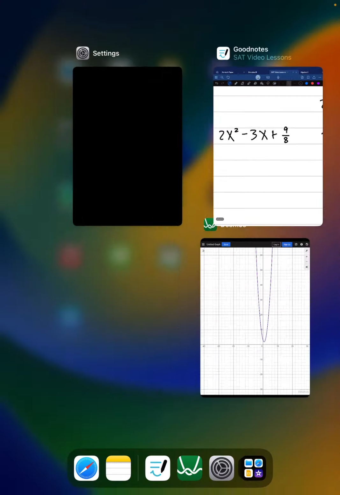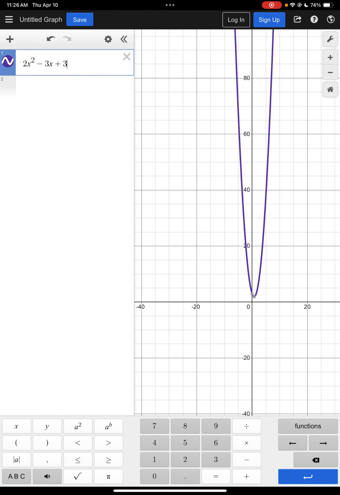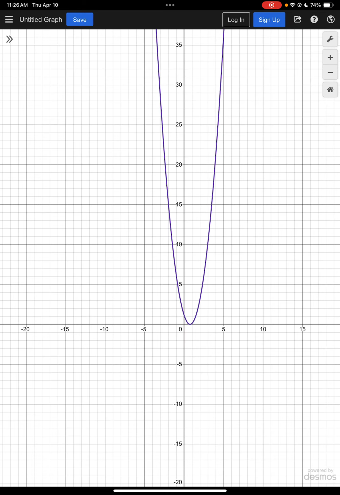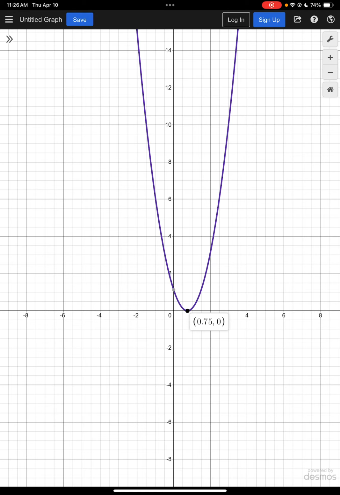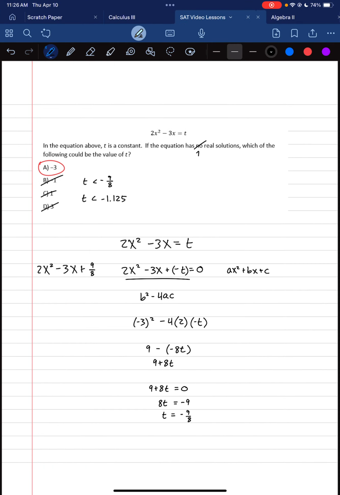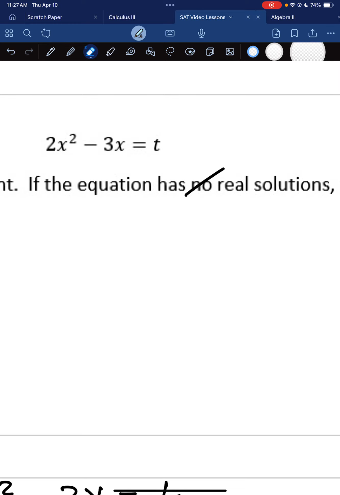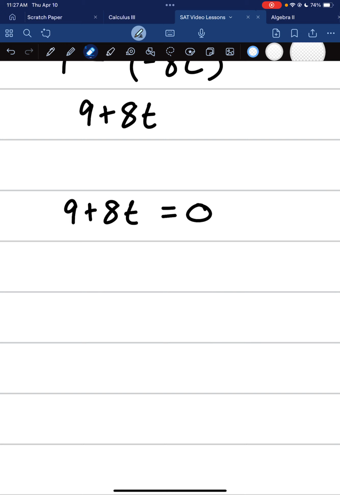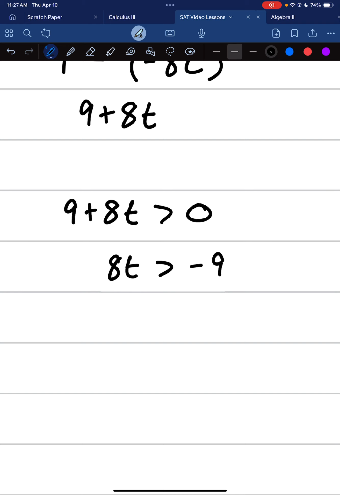If I go ahead and graph that, this should have one solution, which means that it should intersect the x-axis at exactly 1 point. And we can see that it does. We have one solution over here. And if you wanted to do the same with two real solutions, all we would need to do is set the discriminant to be greater than 0 or positive, right? And we get 8t is greater than negative 9. T is greater than negative 9 over 8. So any t value that is greater than negative 9 over 8 should give us two real solutions.